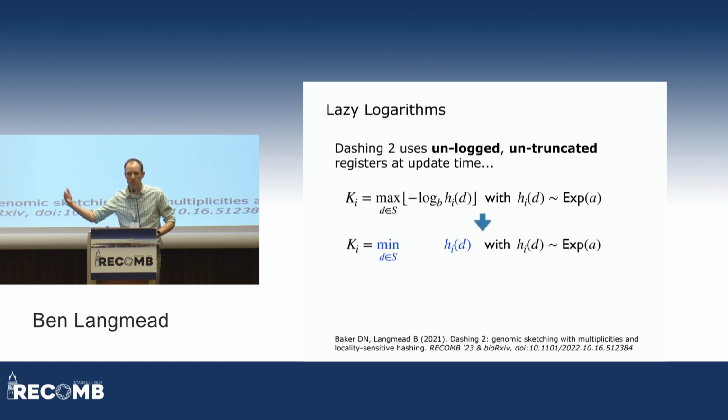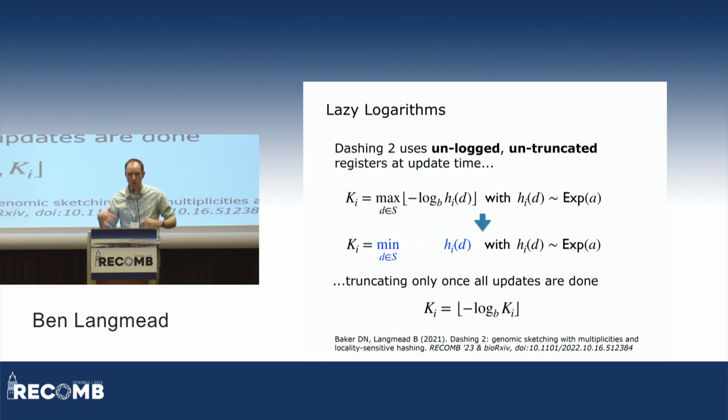As we maintain our sketch during the additions, we're maintaining the minimum of all the exponential draws so far, without any log or truncation. Only once we're finished with all the updates do we ultimately do the truncation and the log. Now we have the final value for each register. So that gets rid of the vast majority of the logarithms we would have had to do. We only have to do m of them at the very end.